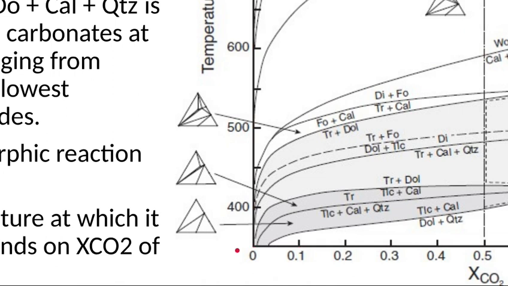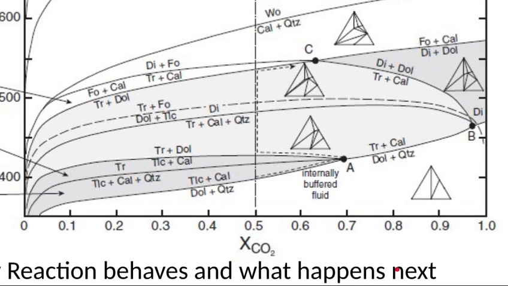See, we have first taken that 0.5 is the XCO2. XCO2 is equal to 0.5. Now when temperature increases, what will happen? First reaction is dolomite. We have started from dolomite. Now dolomite is a calcareous rock, so dolomite will react with the siliceous fluid, that is quartz. Dolomite will react with quartz and it will form talc plus calcite.